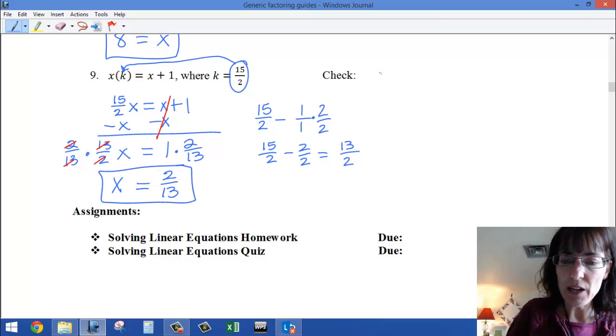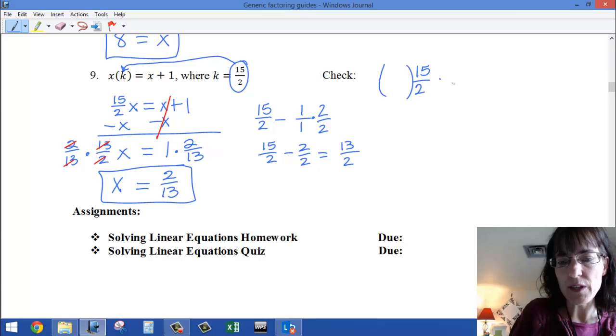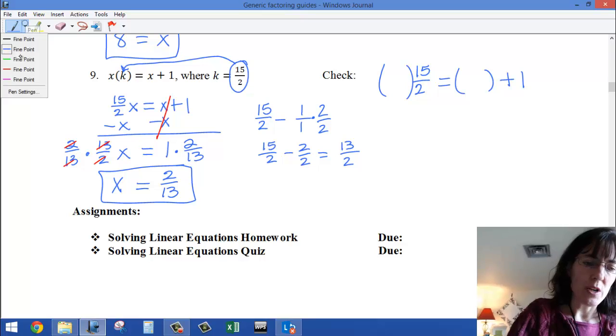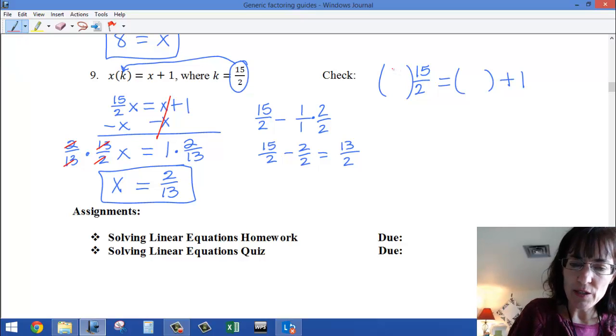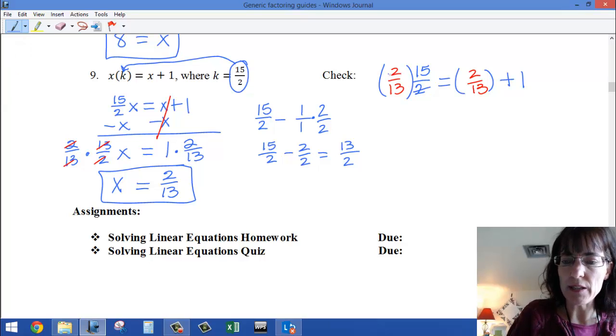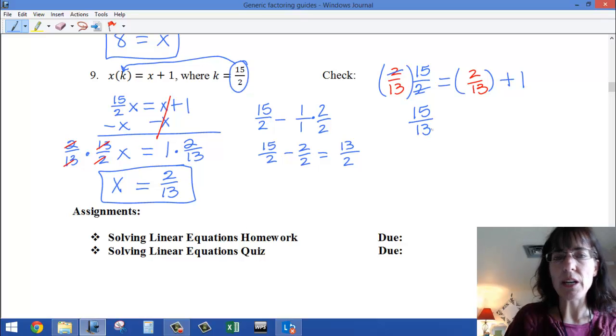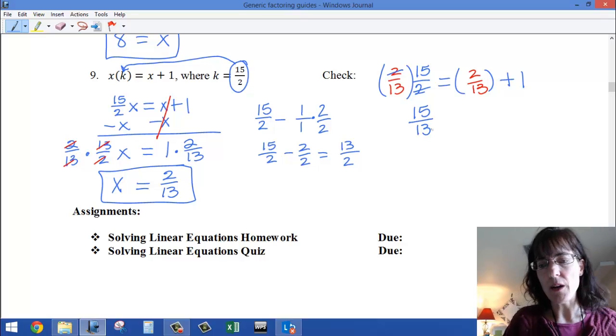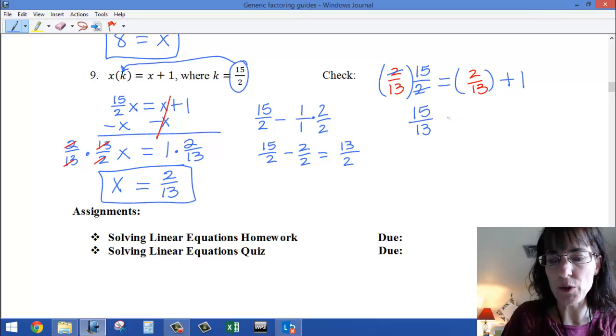Now to check, I can do that. I have x, so I'm going to put my x in here. I'm multiplying by 15 halves, and I want to see if that is whatever my x is, plus 1. So I will put in my x, which was 2/13, in 2 different places. And next thing I want to do is simplify. I can see that my 2's reduce, but I end up with 15/13. Remember, you multiply straight across the top and straight across the bottom with fractions when you're multiplying.